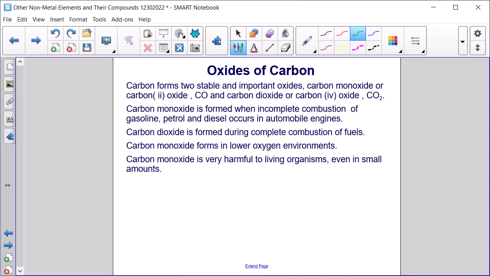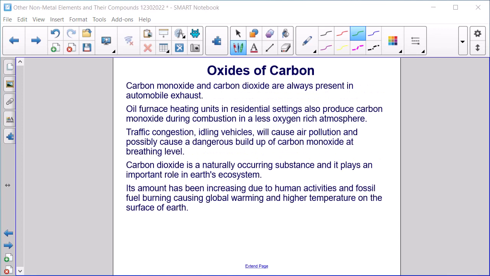Carbon monoxide is formed when incomplete combustion of gasoline, petrol, and diesel occurs in automobile engines. Carbon dioxide is formed during complete combustion of fuels. Carbon monoxide forms in lower oxygen environments and is very harmful to living organisms, even in small amounts. Carbon monoxide and carbon dioxide are always present in automobile exhaust.